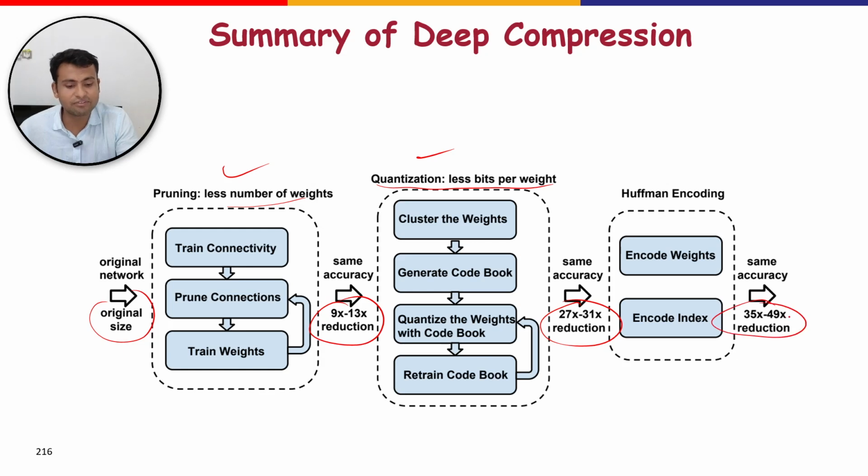You can get 35x to 49x reduction by doing Huffman encoding, but at the cost that you have to decode it also. So many times we just avoid it because it leads to extra time as well. But if you're really memory constrained, you can go for Huffman encoding as well.